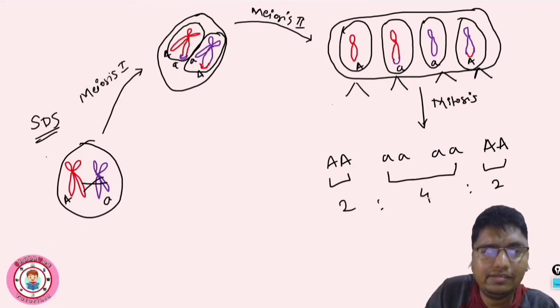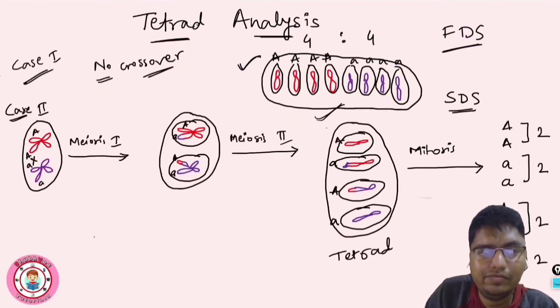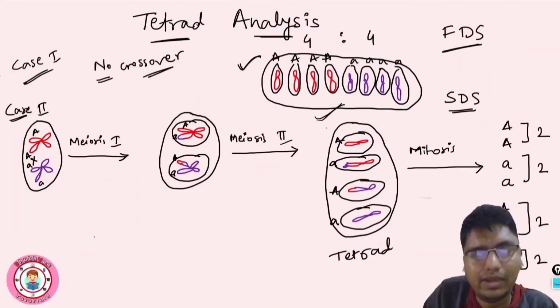So in the first case, I will just go through it. In the first case, we saw there is no crossover, that we will discuss in the basics, okay. So in that method, there will be no crossover, nothing, just single meiosis, then mitosis, okay. Tetrad, octad will be formed, okay. So the ratio here is 4:4, okay. 4 capital, 4 small, right? 4:4 continuous in the linear.